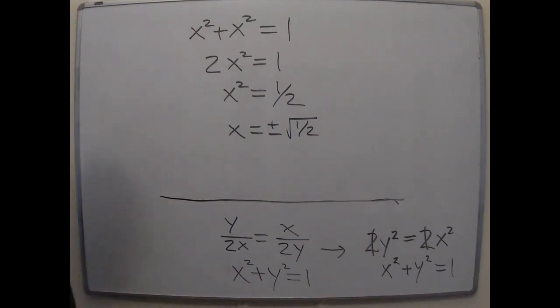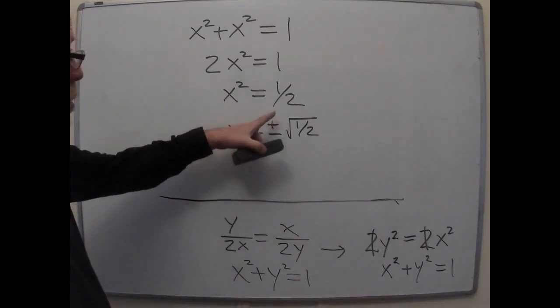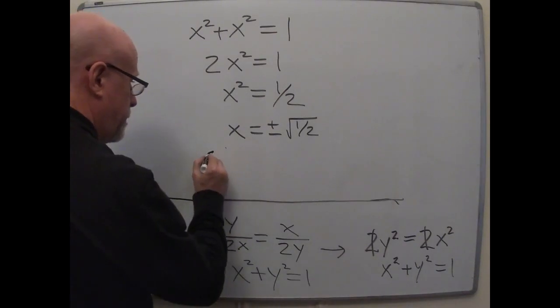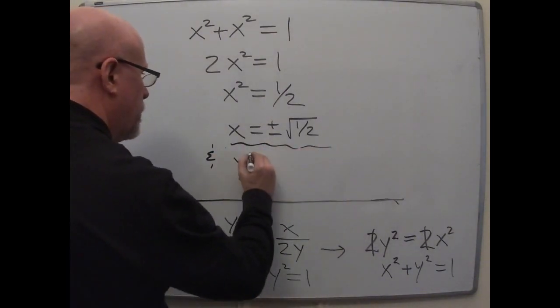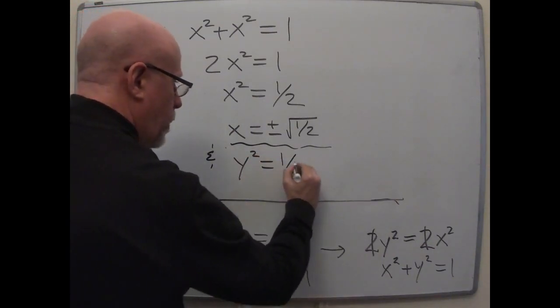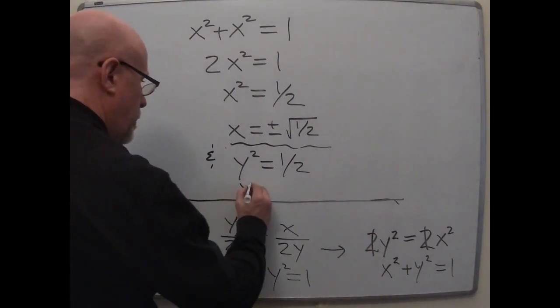Well, y squared is the same thing as x squared. I know what x squared is, it's a half. So we also have y squared is equal to 1/2 as well. So y is also going to be plus or minus square root of 1/2.